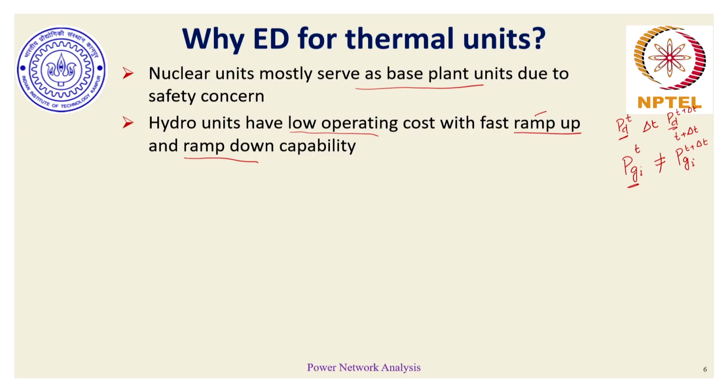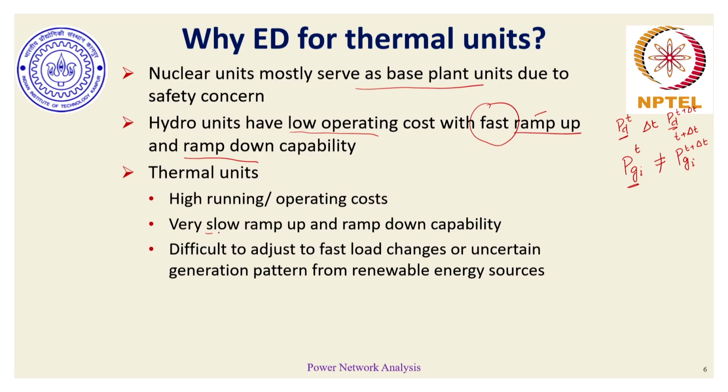Hydro units, the controllability is faster, the response time is faster, and hence the change in generation can happen at a faster pace. Whereas in thermal units, because of the boiler, turbine, and the generator itself, which have their own mechanical inertia to change in temperature and movement or rotation, thermal units tend to have very slow ramp up and ramp down capability. Their operating costs are also higher because of transportation and maintenance involved.